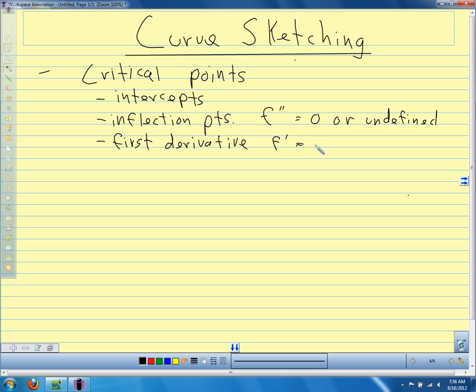So if f prime is 0, what else can we find? Any other critical points we might be interested in? Points of interest on our graph. Anybody think of anything else? Holes. Holes? Okay, great. We have some kind of rational function. We're interested in asymptotes. If we have rational functions, we're interested in holes. So those would be good ones to look at.